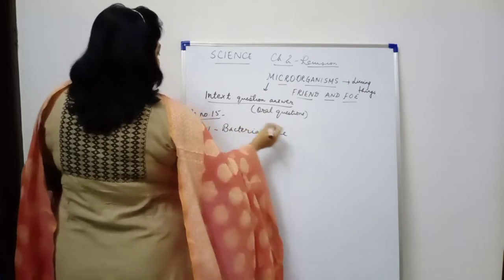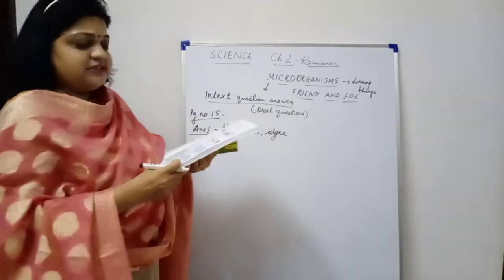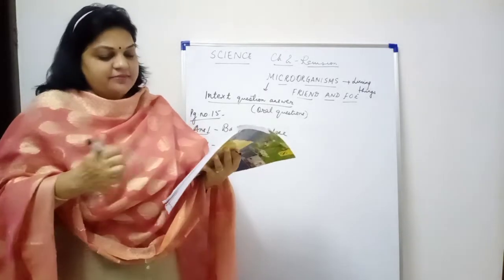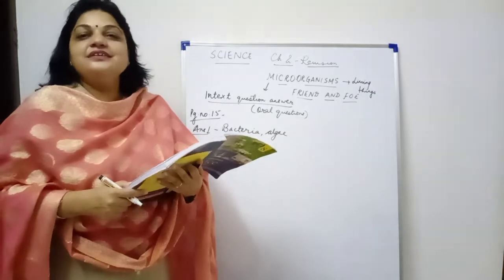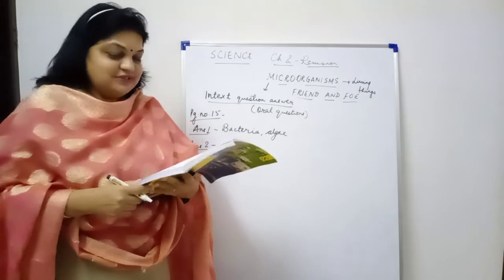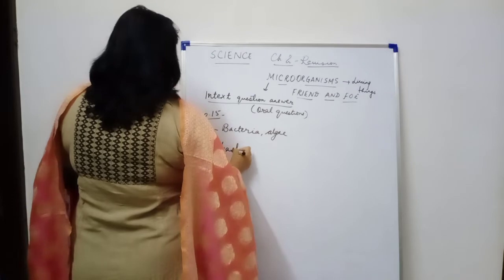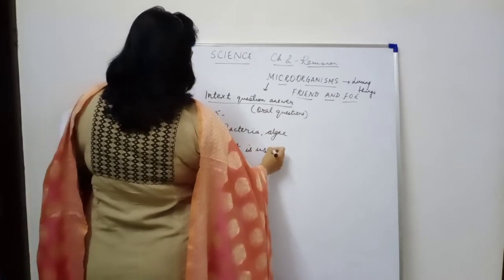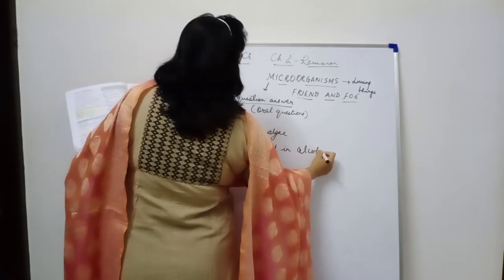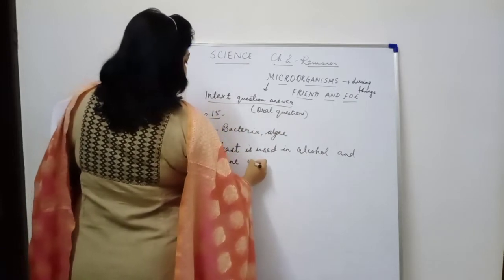Right? Question number 2 now. Name 2 industries where the given microorganism is used. Now they have given you a diagram. Okay. Now if you look at the diagram, you can easily say that this is the diagram of yeast. Okay. Now where is yeast used? Yeast is used in alcohol and wine industry.